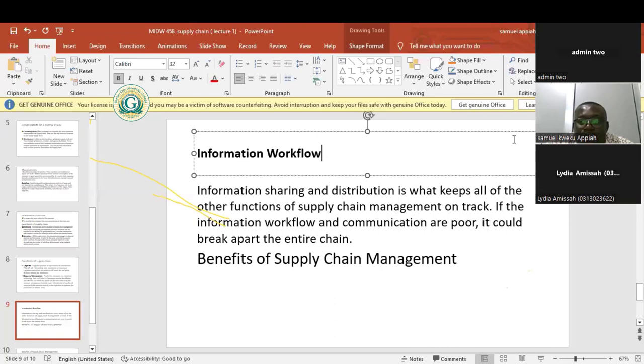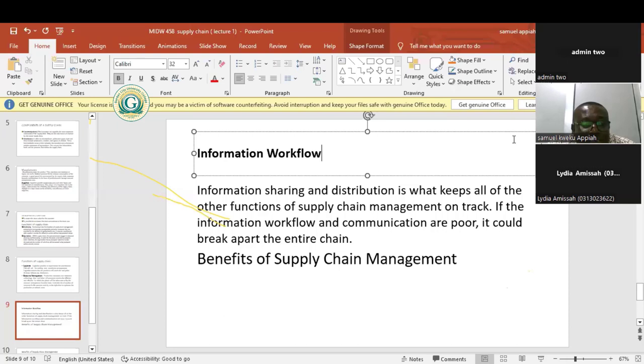Then we're looking at information workflow. When we were talking about the components of supply chain, we talked about the intermediaries being the source of information and funding. When you talk of information workflow within the chain, without information, supply chain cannot be effective. You cannot manage your supply chain effectively if you don't have information. So information sharing and distribution is what keeps all of the other functions of supply chain management on track.